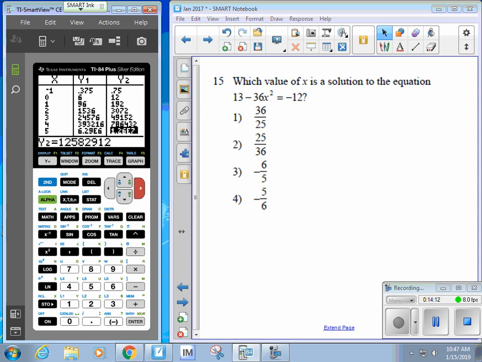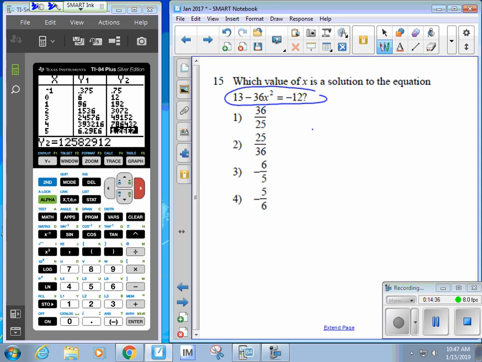Okay, for this one, it says which value of x is a solution to this equation. Now, a solution is something that works, right? So I think rather than solving this equation, since it is multiple choice, the surest way to get this right is to substitute each one in and see which one actually comes out to being -12.